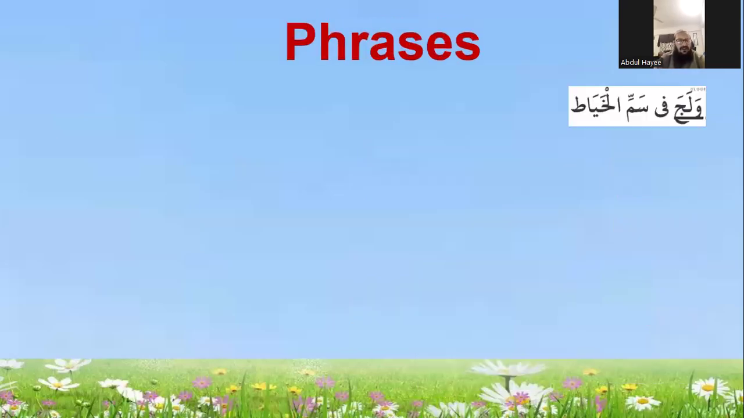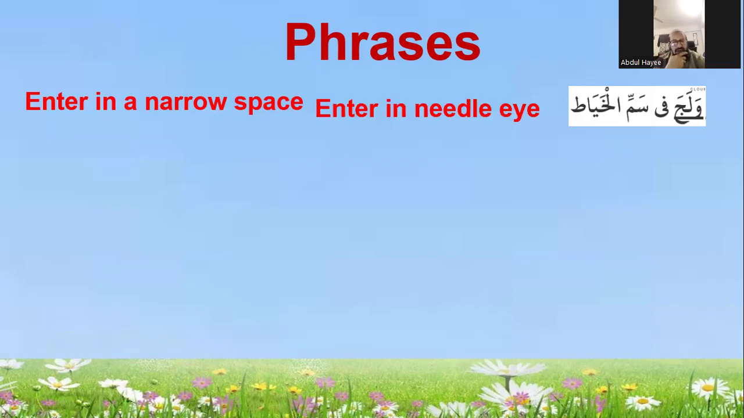There is a phrase now in the Mushaf that has come. Wala ja fi sammal khiyat. This is a phrase. It means enter in a narrow space or enter in a needle's eye. You know, a needle has an eye where you put the thread and then you stitch with that. That needle end which has the thread is called the needle's eye. So now look at the beauty of the Quran.